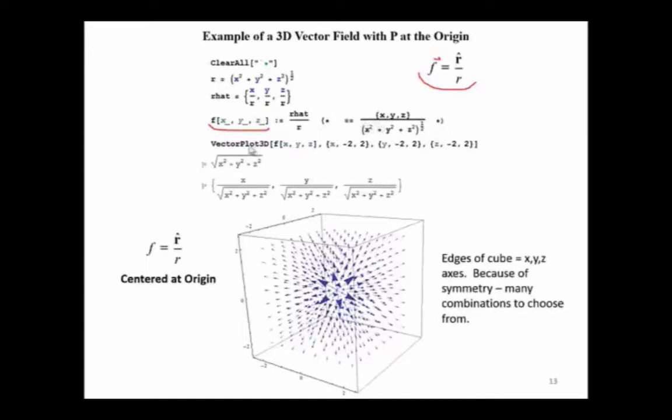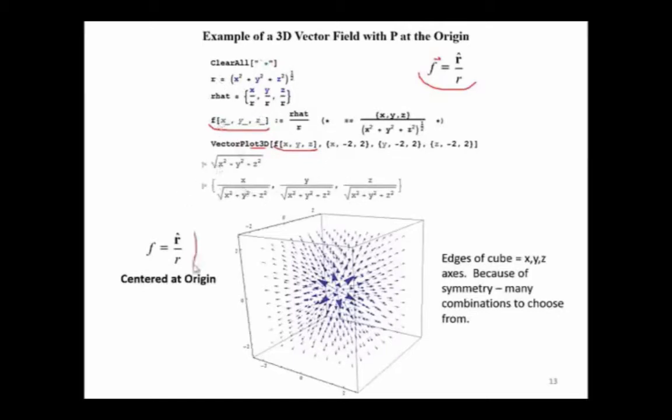Well, you can plot that using the function VectorPlot3D. Here's the function, and we're just going to take x from minus 2 to 2, y from minus 2 to 2, z from minus 2 to 2. So therefore you have this cube. Here are the answers by just doing these calculations. This right here represents r. This quantity here represents our function.